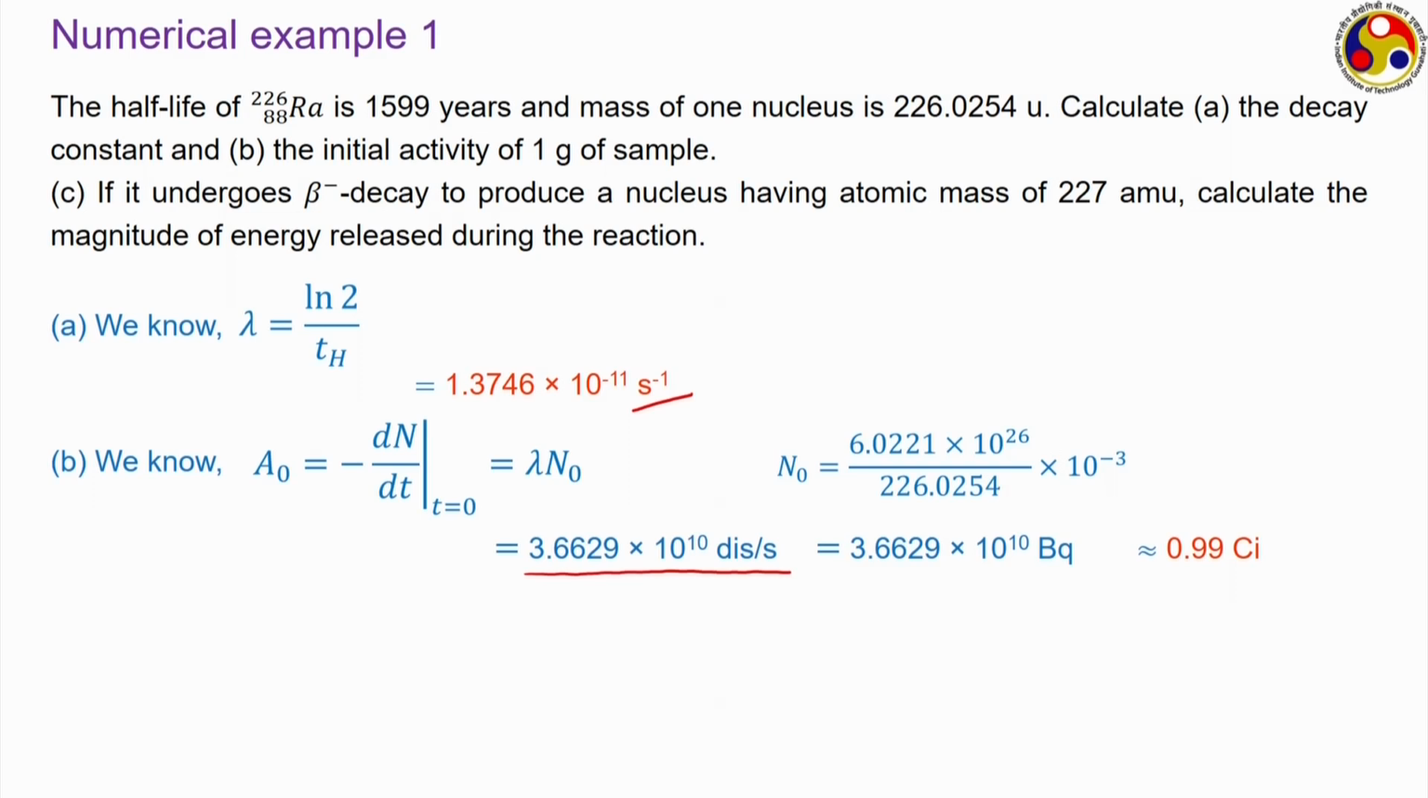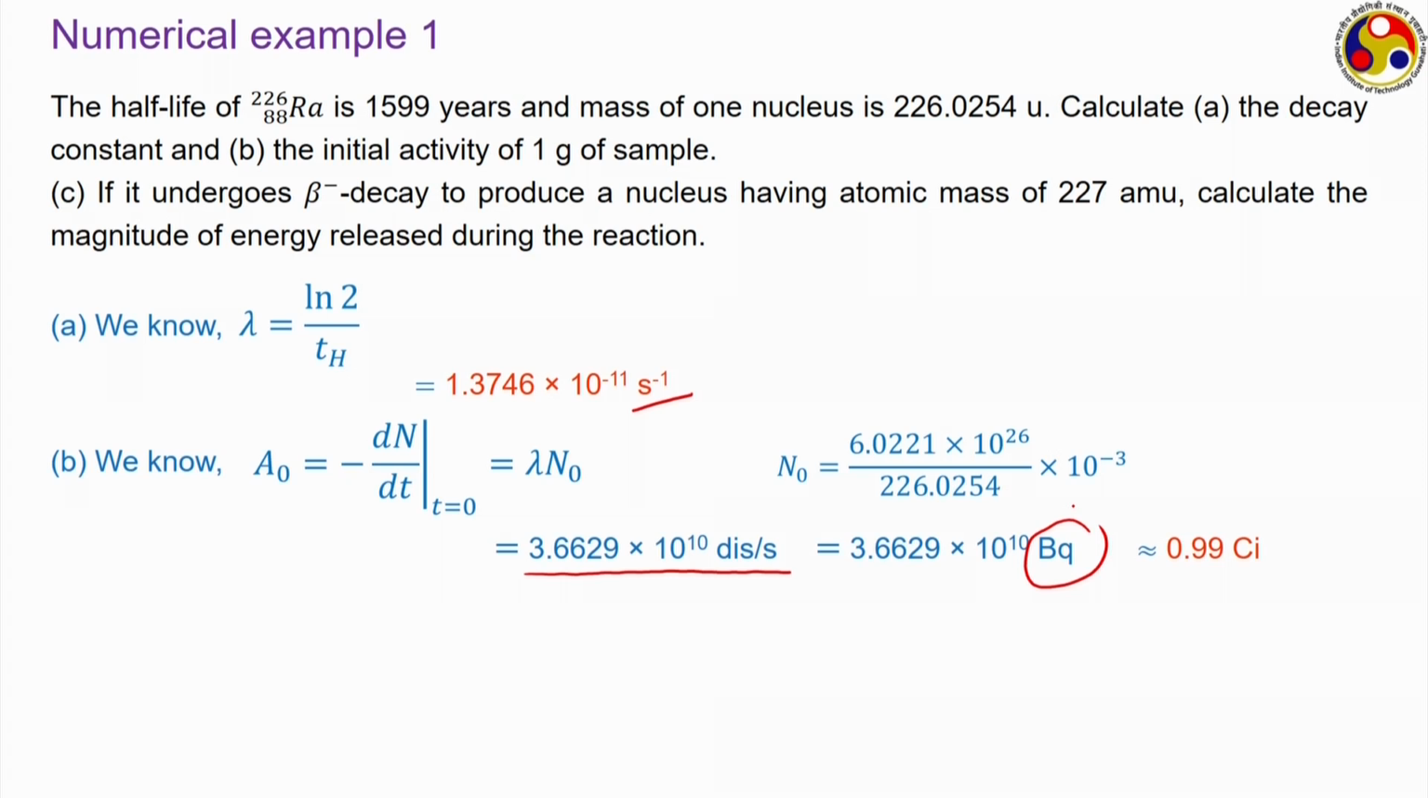Now, I hope you remember the units of radioactivity which we discussed in the very first lecture. 1 disintegration per second is equal to 1 becquerel, which is the SI unit of radioactivity. So, you can represent this disintegration per second with becquerel, and finally, the classical unit of radioactivity is Curie, the old unit defined by Marie Curie. What is the relation between becquerel and Curie? Do you remember? 1 Curie was equal to 3.7 times 10 to the power 10 becquerel. So, dividing by 3.7 times 10 to the power 10, we get approximately 0.99 Curie.